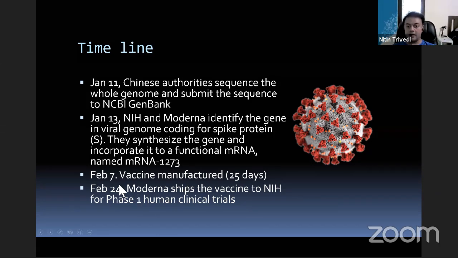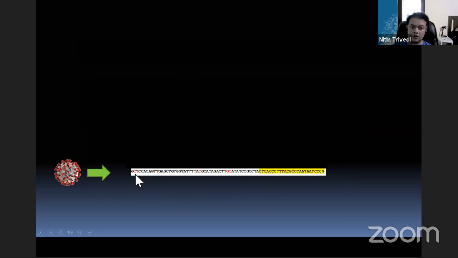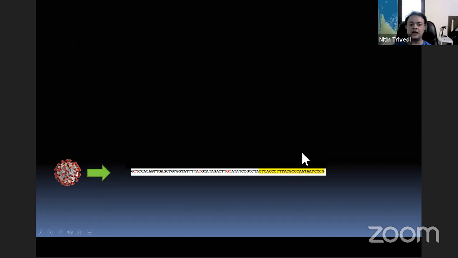The question here: if this is the genome section of the Chinese, the genome which Chinese authorities submitted to the NCBI, the American company immediately worked on it to identify that this section is the one which is responsible for the S protein, the spike. How did they know it? Because they did a multiple sequence alignment with related sequences from NCBI. Look, all these are related sequences of the coronavirus family, and all these have got the spike protein here. So definitely this section is going to be the spike protein of our coronavirus.